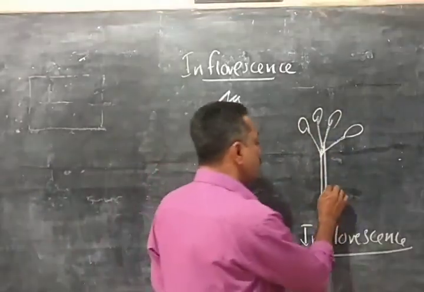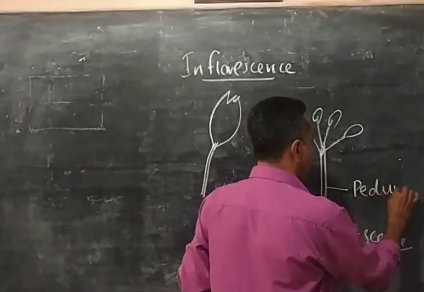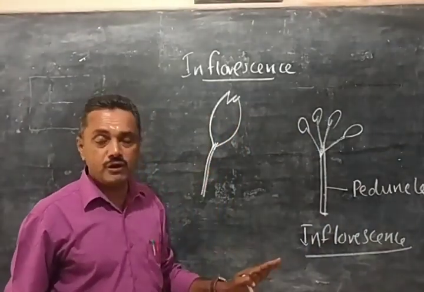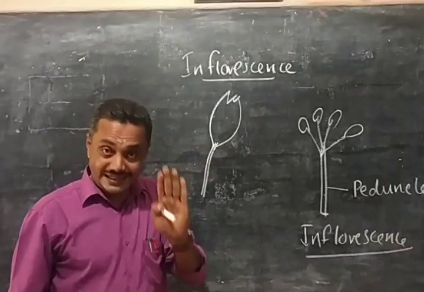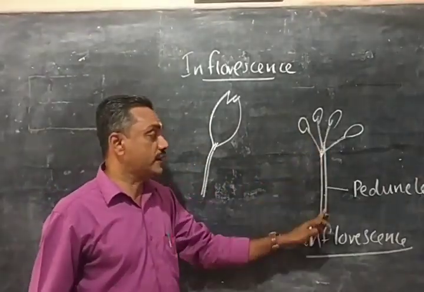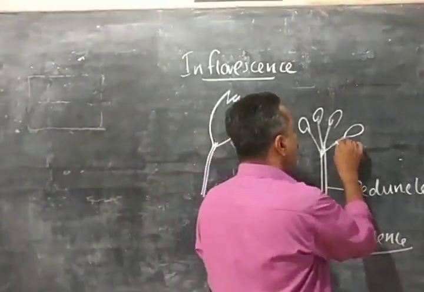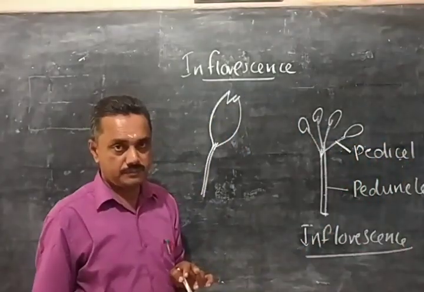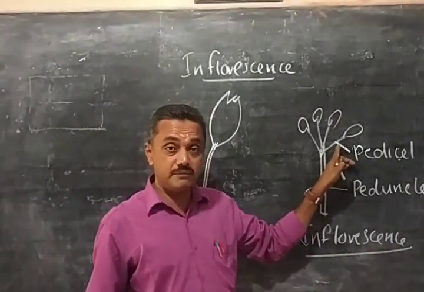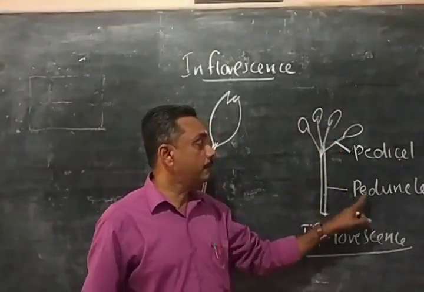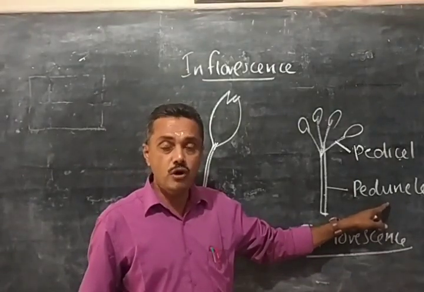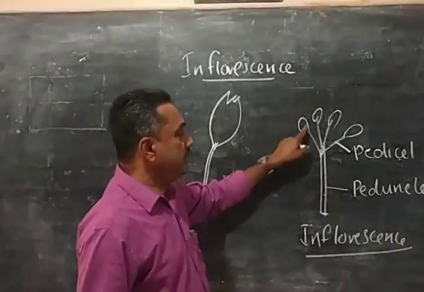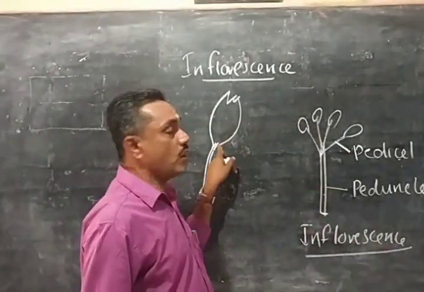The stalk of inflorescence is called peduncle. You have learned that the stalk of a compound leaf is called rachis. Similarly, this common stalk is called peduncle, and the stalk of an individual flower is called pedicel. The stalk of a flower is called pedicel, similar to petiole and rachis. So this is called inflorescence and this is called a flower.